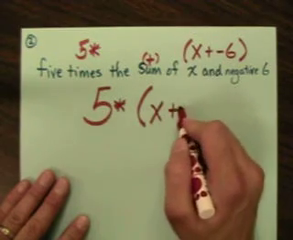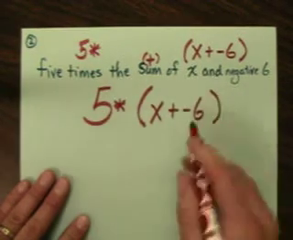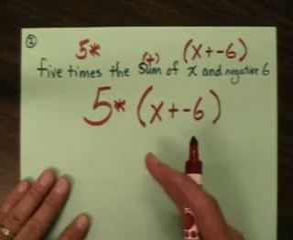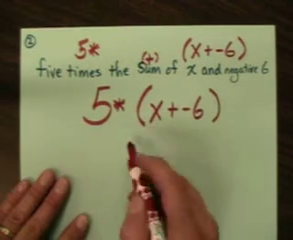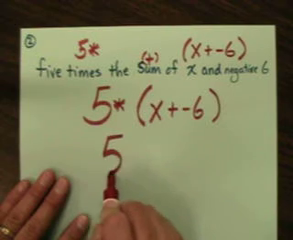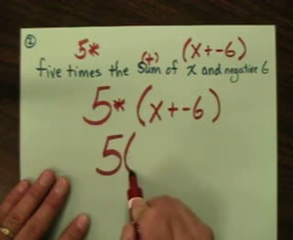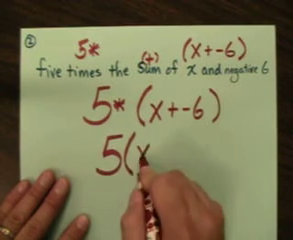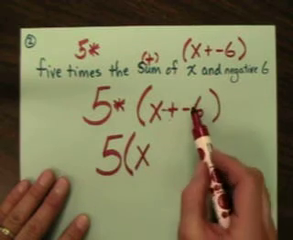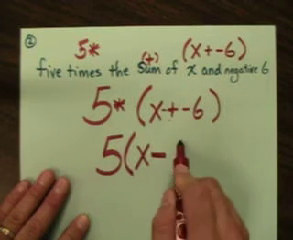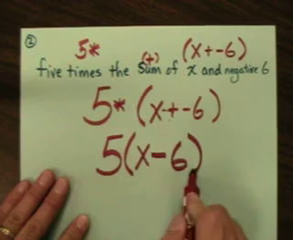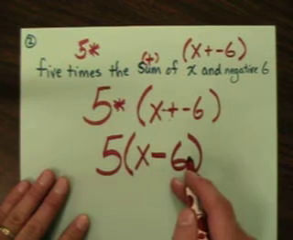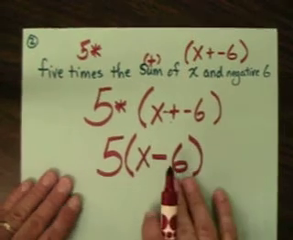I'm going to write it as 5 times x plus negative 6. Now, that's literally writing it the way that it's written there. This is a more common way to write it. 5, put it just on the outside of the parentheses for times, x, and when you add a negative, it is the same as subtracting. So 5 times x minus 6 will give you the same answer.